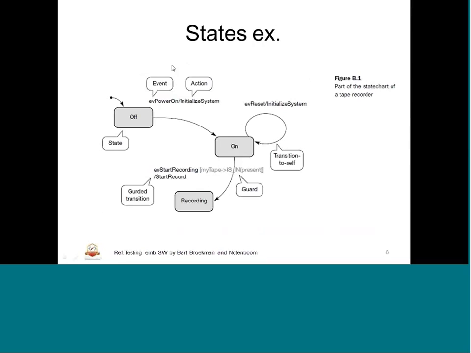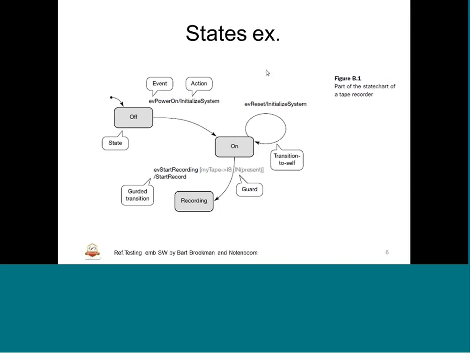So here he has depicted a state machine, a state chart basically, that is of a tape recorder. Let's try to understand, for the sake of understanding the states and the state chart. There are three states. You can see off, on, recording. Simple. So the tape recorder can be in off state, on state, or enter into recording state.